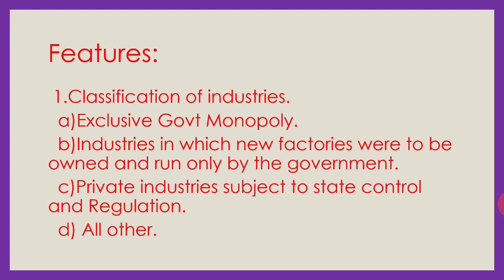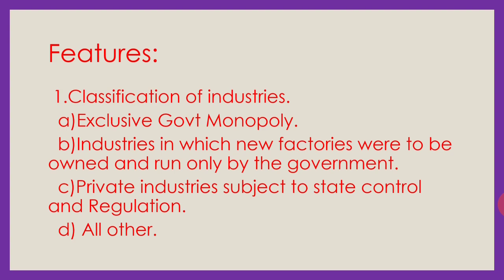And the second one, industries in which new factories were to be owned and run only by the government. Yes, the existing ones would be allowed to continue to be run under the private ownership and management, but new ones have to be managed by the government. That means they were to be owned and run only by the government. They were coal, iron and steel, aircraft manufacture, shipbuilding, manufacture of telephone, telegraph and wireless apparatus, excluding radio receiving sets, and mineral oils, etc. This is the second category.